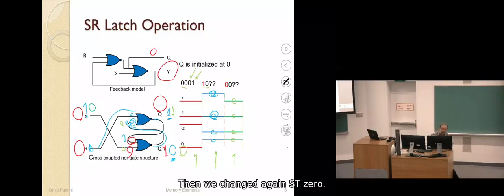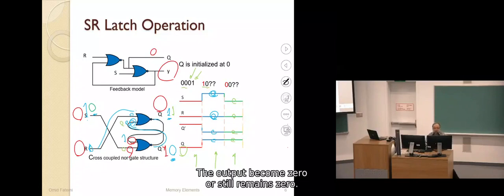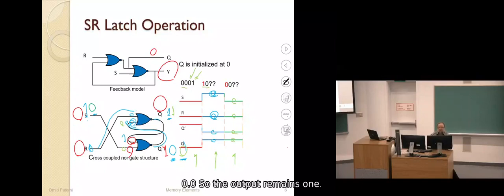Then we changed again S to 0. Look at that. When we changed again S to 0, so 0 comes here, and from the top we do have 1, so the output still remains 0. It was 0, so it still remains 0 here. But this 0 comes here, and here 0 again, 0 and 0, so the output remains 1. So the output remains whatever it was, as David said that it kept the state, but the outputs didn't change. Okay.